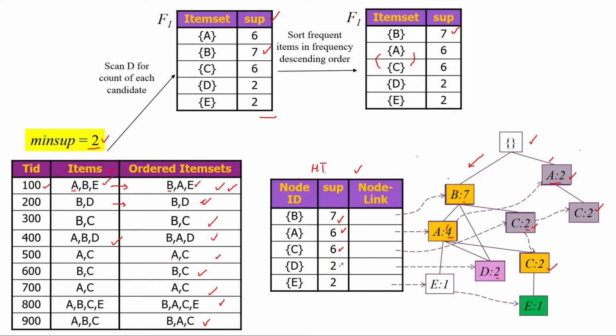Similarly for D, D's count is 2 along this path, so it's okay. And similarly for E's support, which is 2, it's 1 along this path and 1 along this path, so it is verified that we have constructed the tree accurately.